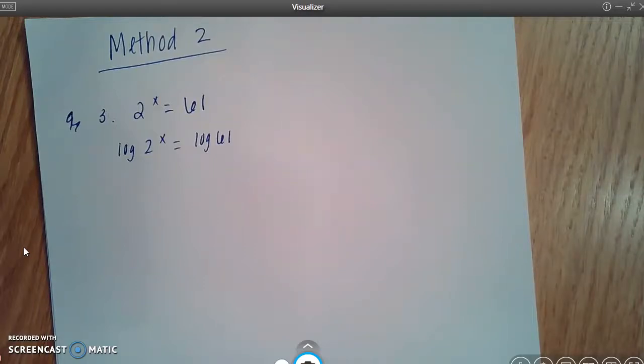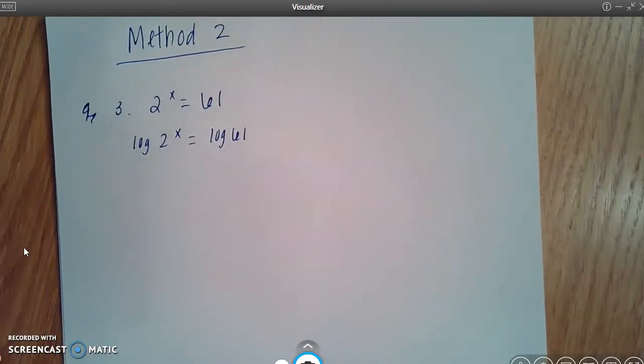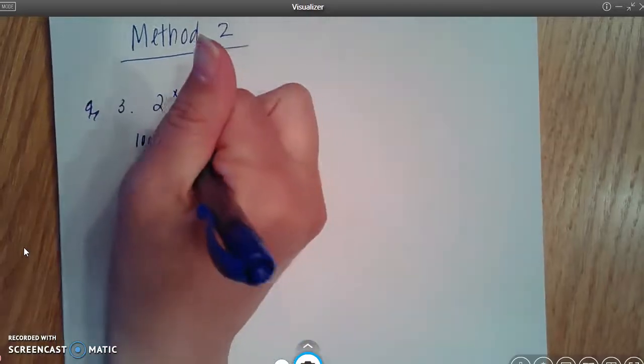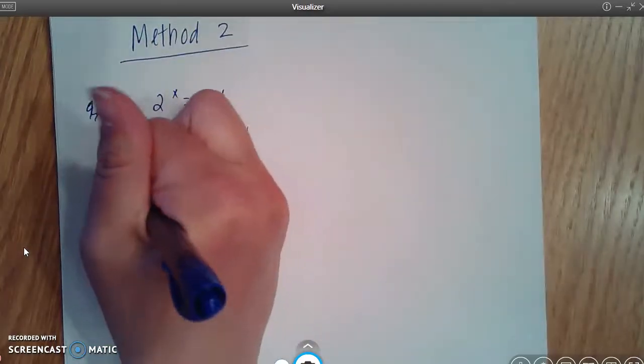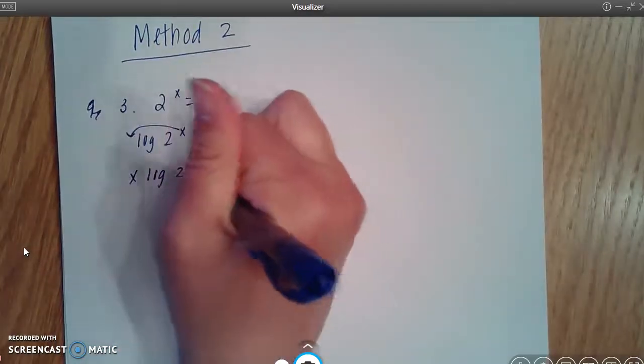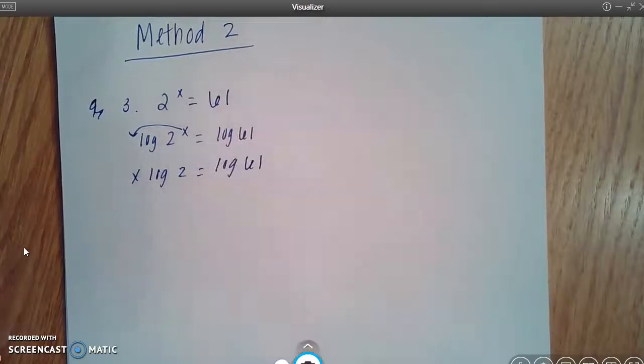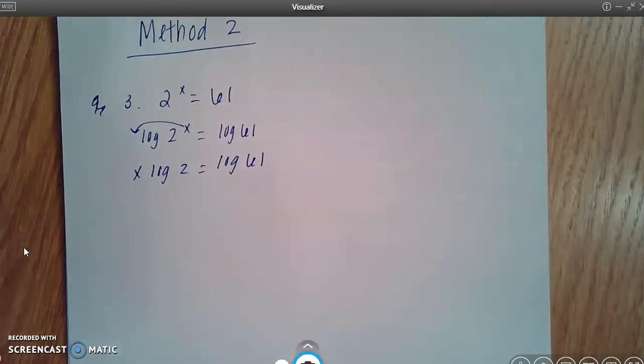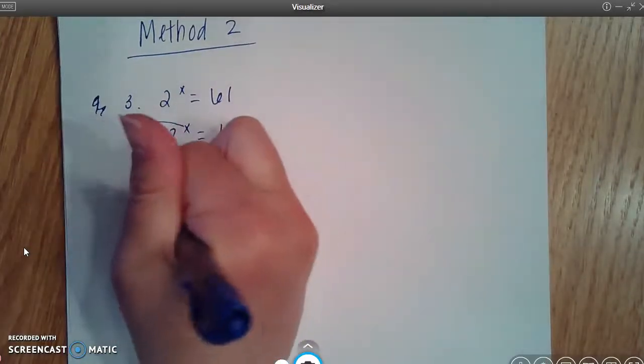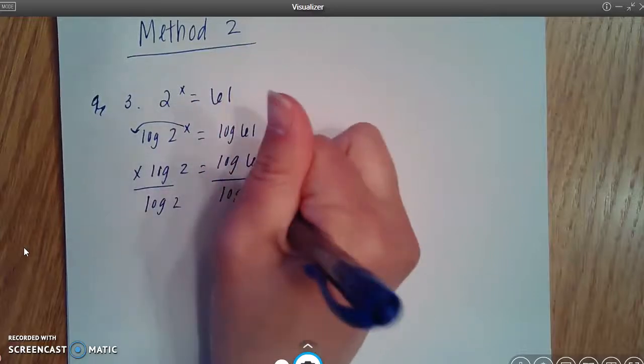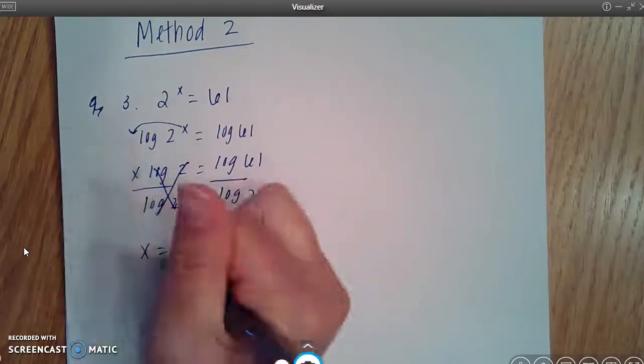I'm trying to solve for x, but x is currently in the exponent. Whenever you have the log of something, you can take your exponent and move it out front, and you get x log 2 is equal to log 61. And now I'm able to get the x by itself by dividing both sides by log 2. And then you can plug this into your calculator.